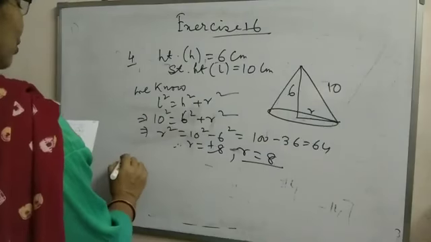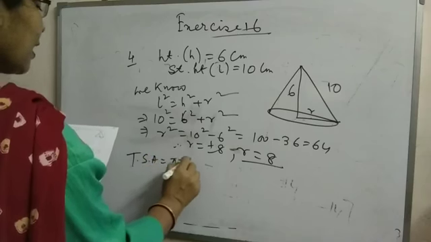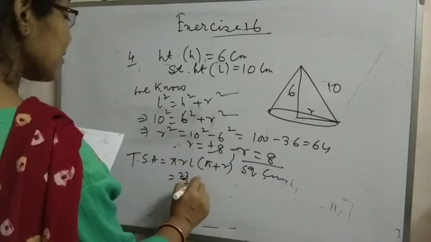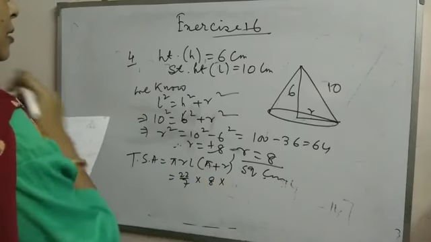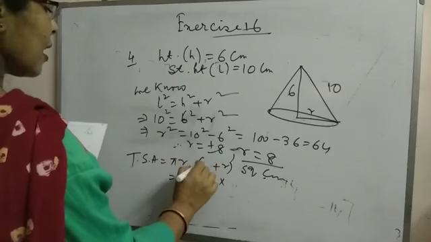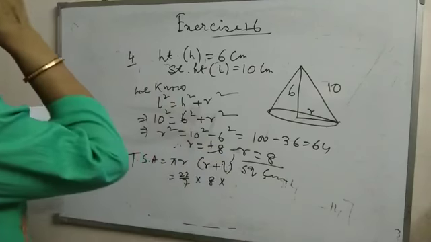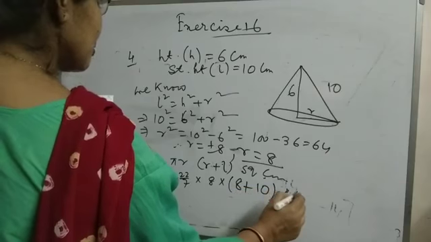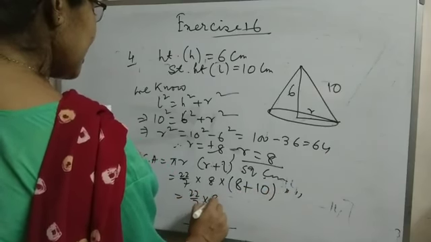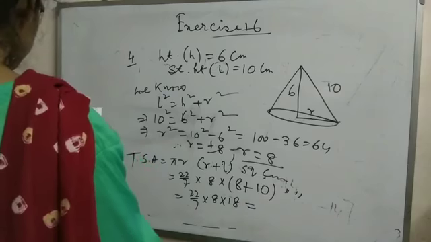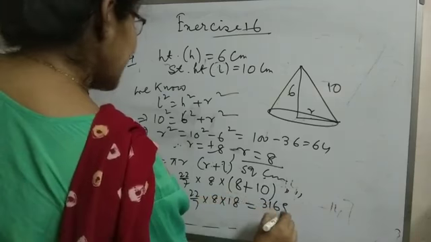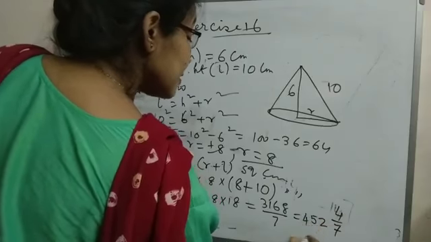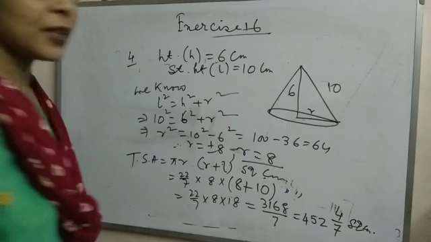And so total surface area equal to pi r into R plus L, square centimeter, equal to 22/7 into R equal to 8 into R plus L, that is 8 plus 10, equal to 22/7 into 8 into 18, equal to 3168/7 square centimeter.